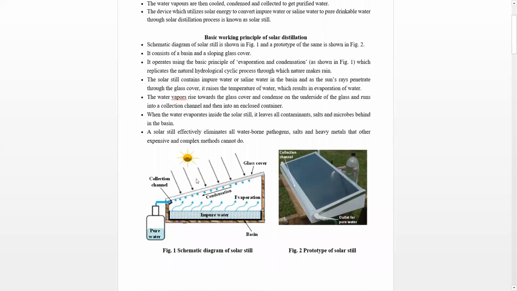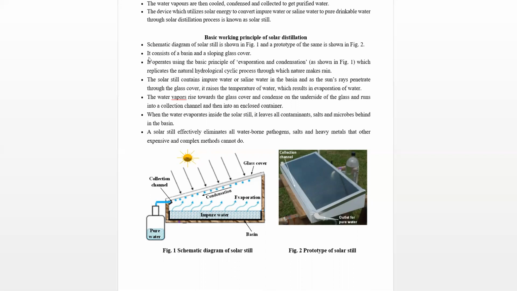Now let's see what is the basic principle of the solar distillation process. Here you can see that figure 1 shows the schematic diagram of the solar still, and figure 2 shows the prototype solar still. In a solar still, there is a basin. A basin is nothing but a shallow water reservoir, and there is a sloping glass cover through which the sun radiation enters into this enclosure. Now this basin contains the impure water, right? In figure 2, you may see a pictorial view of a prototype of a solar still. Here you can see this is a glass cover, right?